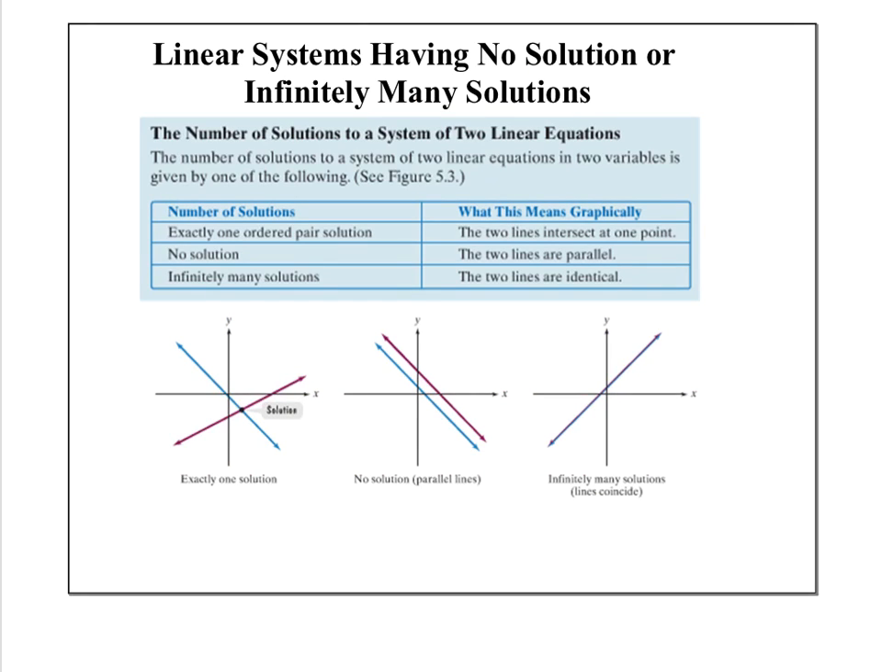Okay, a linear system having no solution or infinitely many solutions. So the number of solutions: if we have exactly one ordered pair solution, that looks like this, where we have our two lines crossing at one point. If we have no solution, then they're two separate lines that never intersect, which would mean that they are parallel. And if I have infinitely many solutions, that means that every single point works for both of them, so the two lines are actually on top of one another.